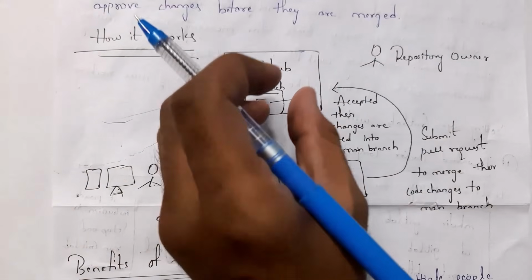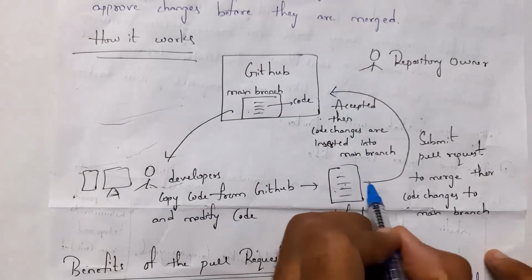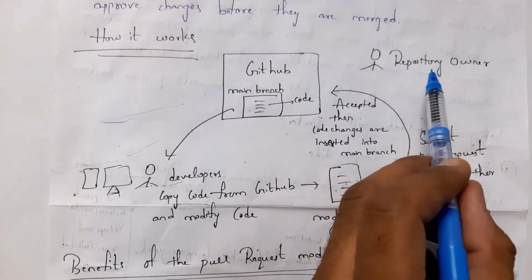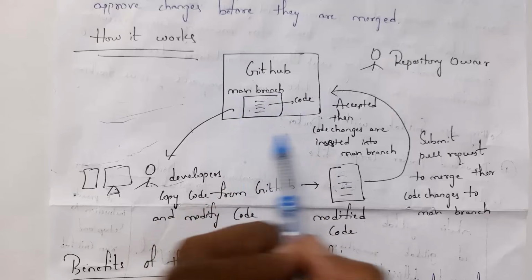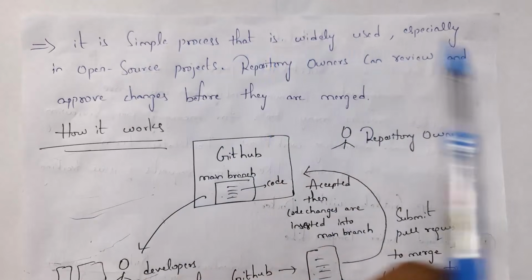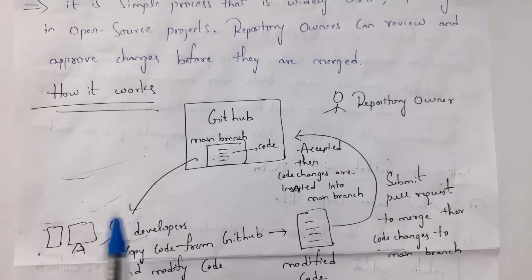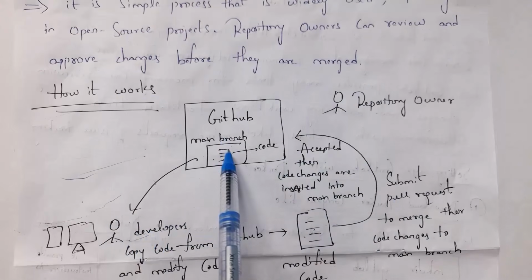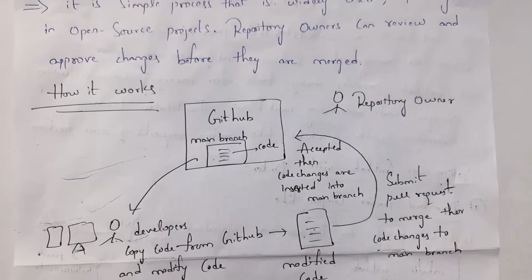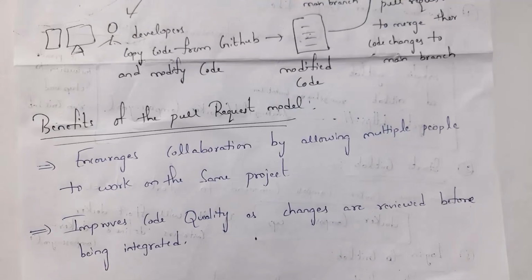Directly I cannot place this code inside this main branch. I will send my pull request to the repository owner. Only if this repository owner accepts my pull request, then my code will be placed in main branch. Pull request model is a simple process that is widely used, especially in open source projects. Repository owners can review and approve changes before they are merged. If any developer wants to place code in the main branch in GitHub website, only if this repository owner accepts my request, only then my code will be placed in GitHub website. These are benefits of pull request model.